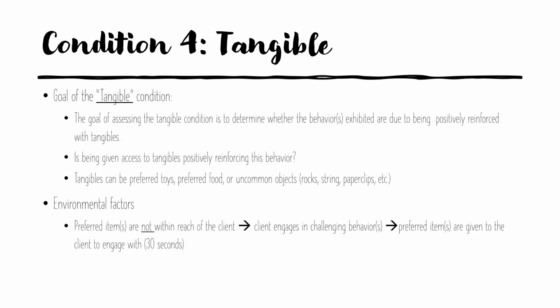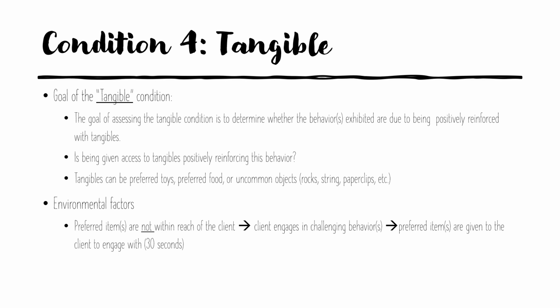Goal of the tangible condition, which is condition 4. The goal of assessing the tangible condition is to determine whether the behaviors exhibited are due to being positively reinforced with tangibles. A great question to ask here: is being given access to tangibles positively reinforcing this behavior? Tangibles can be uncommon objects such as shoelaces, string, rocks, etc., preferred food, or preferred toys.